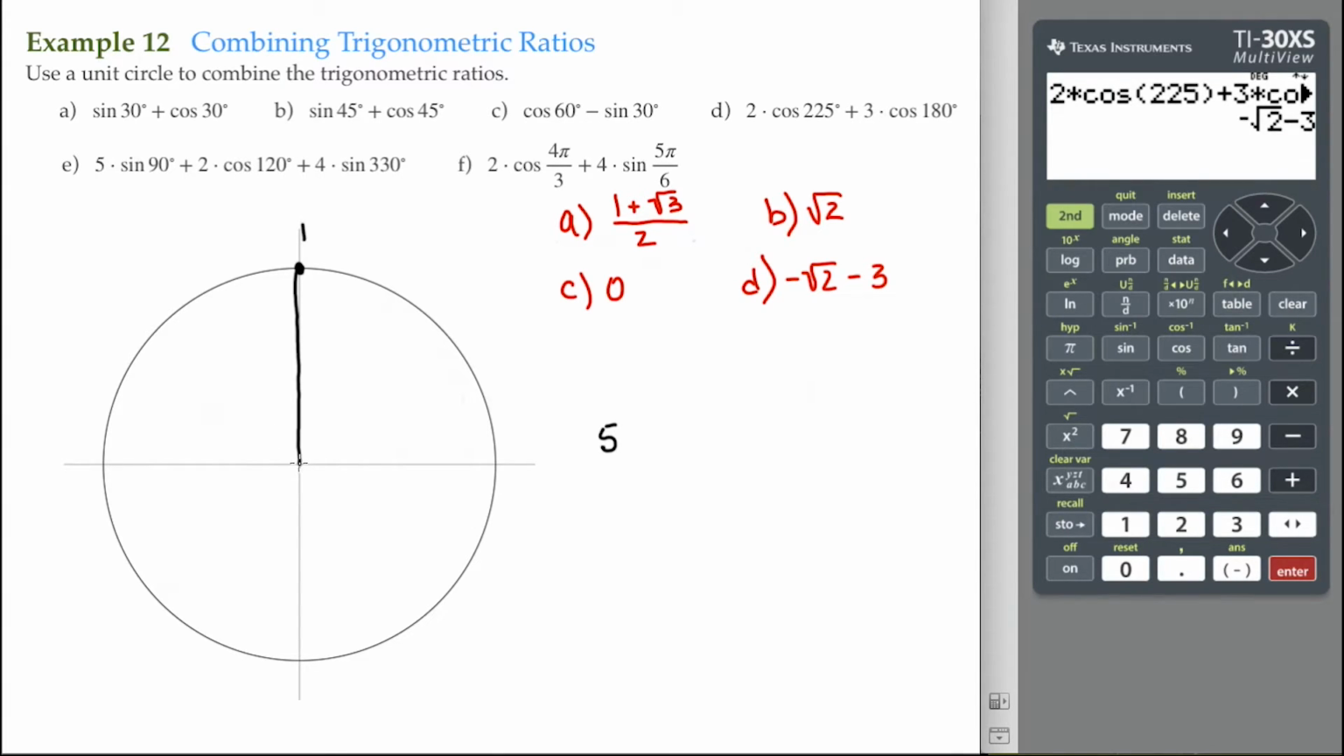120 degrees. That's over here. That makes a 30, 60, 90 special right triangle. Cosine. That's the horizontal. And we are going back. So for our 30, 60, 90 here, this is going to be negative 1/2. But we're going to do 2 times that. 2 times the cosine of 120 degrees. So the cosine of 120 degrees is negative 1/2 times 2. It's negative 1.